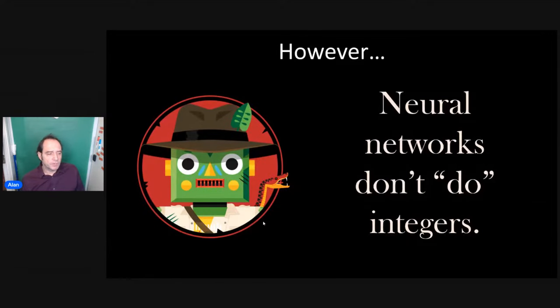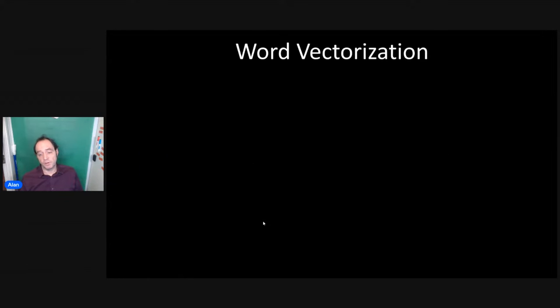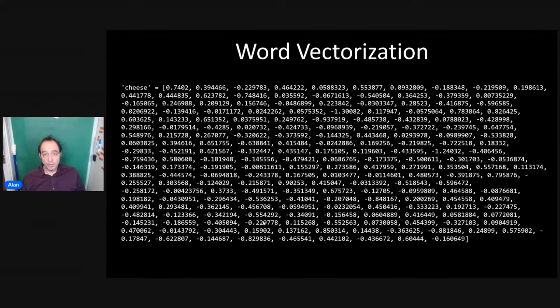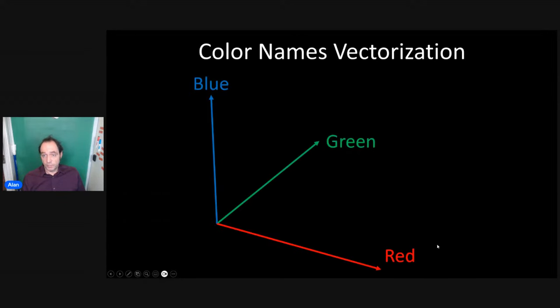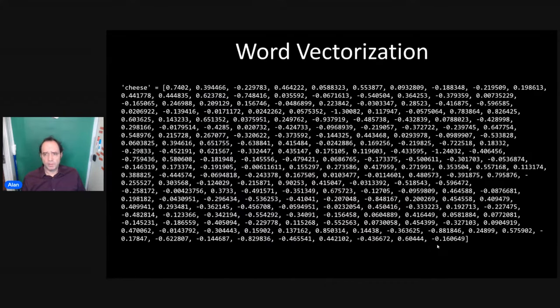However, neural networks don't understand integers. So when you're working with machine learning, we have to be working with floating point numbers. So we have this concept of word vectorization or word embedding. And this is also related to what we call vector databases and similarity searches and so on. If you look at the word cheese, this is the actual vector that's used in GPT-2 to represent cheese. I think it's about 768 floating point numbers. And these word vectors can be used to identify similar words. We can't really think in 768 dimensions. It makes our head explode.